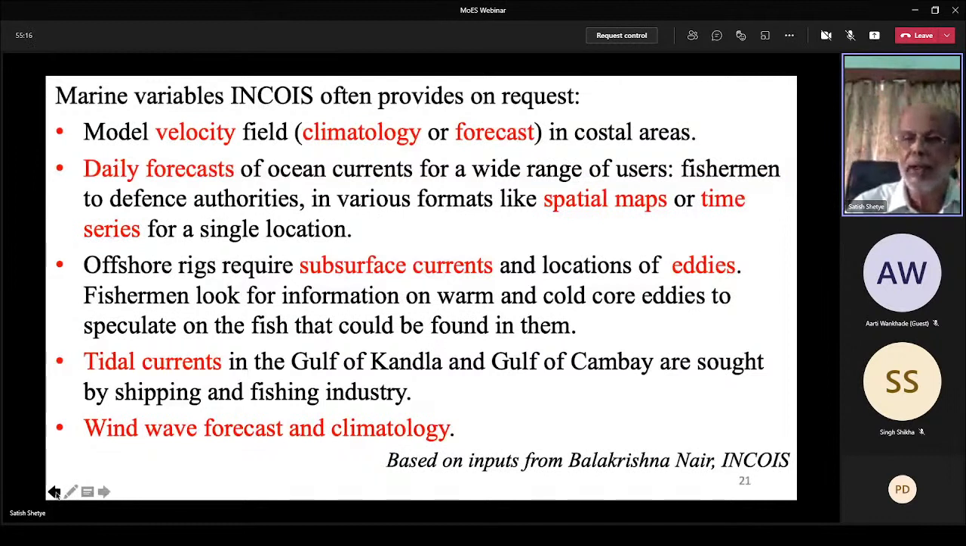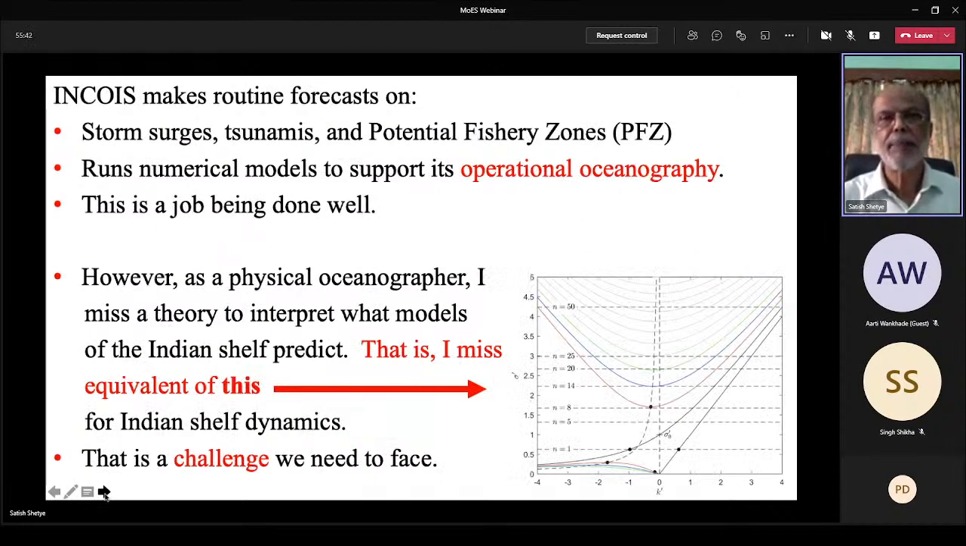They also need locations of eddies, tidal currents that we have not talked about so far, but which are important in the shallow areas. In addition, you need wind wave forecast as well as climatology. So you see, this is a narrow region, but a region that needs a lot of information, and information which is sought after.